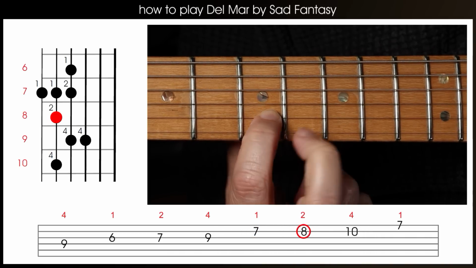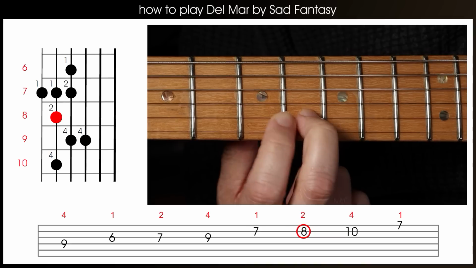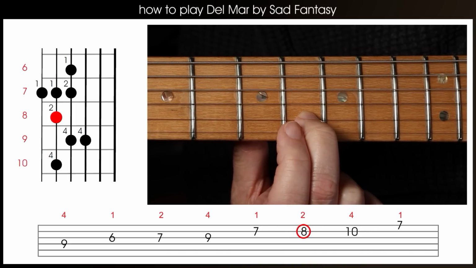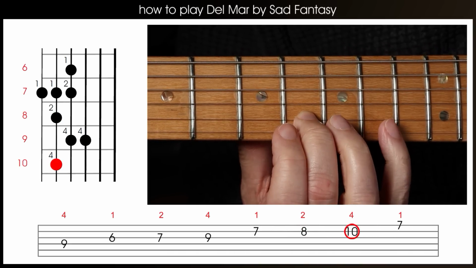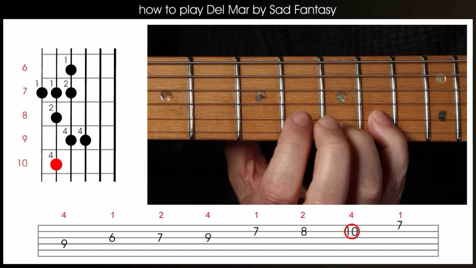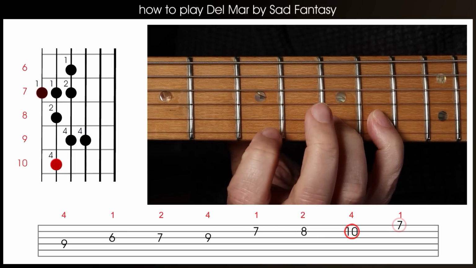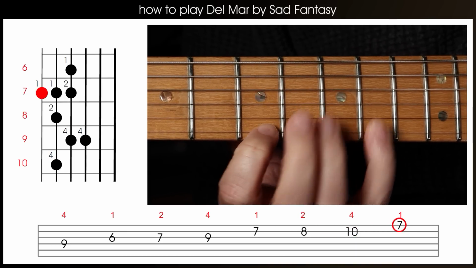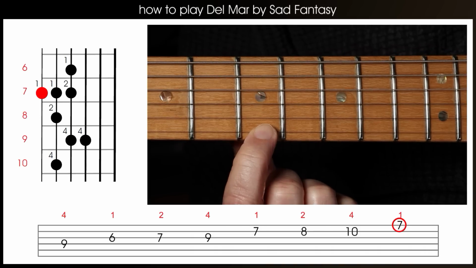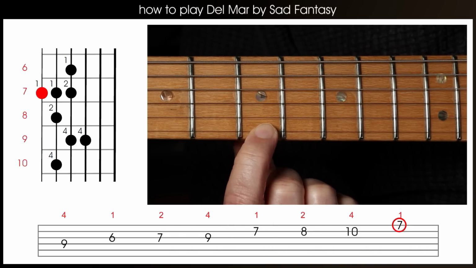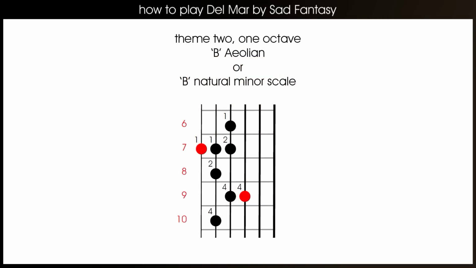Now play the 8th fret of the B string with the second finger. Play the 10th fret of the B string with the 4th finger. And finally play the 7th fret of the top E string with the first finger. Here's how that scale should sound, being played slowly.